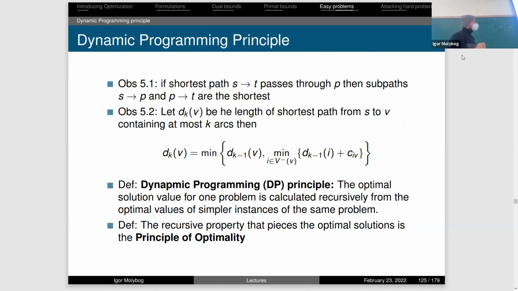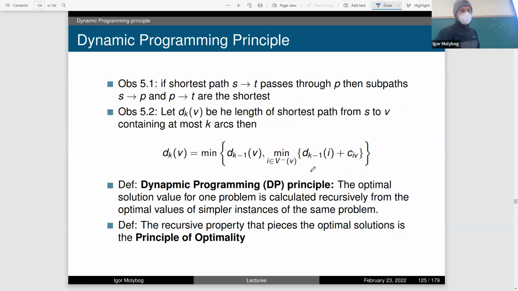This observation is quite straightforward. You can prove it by contradiction. We can denote with d_k of v the length of the shortest path from S to V containing at most k arcs. In this case, the following recursive expression can be noticed.